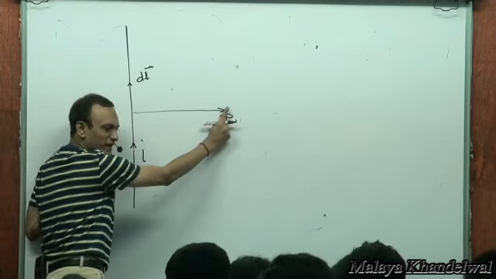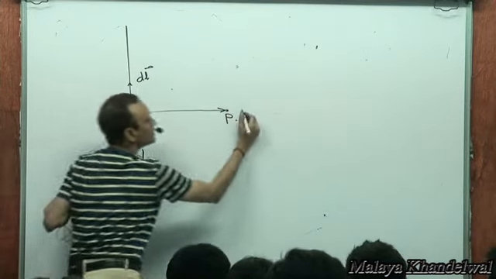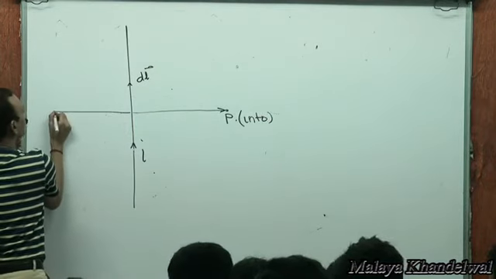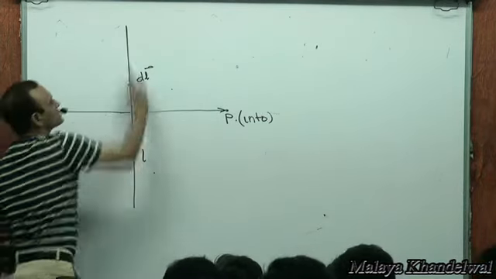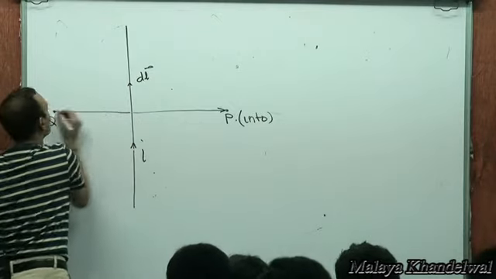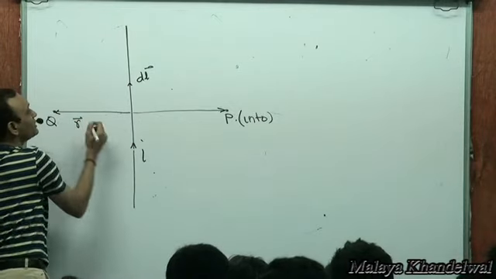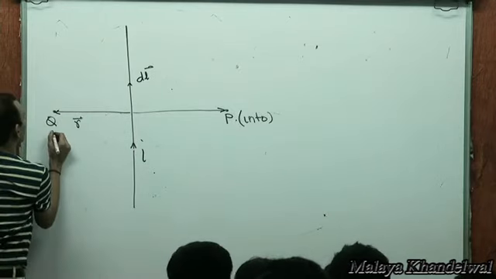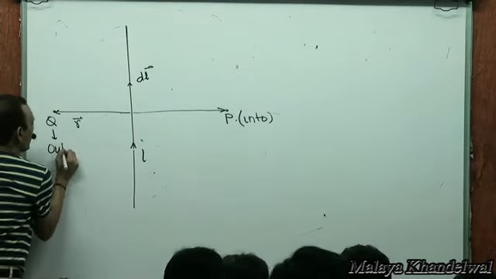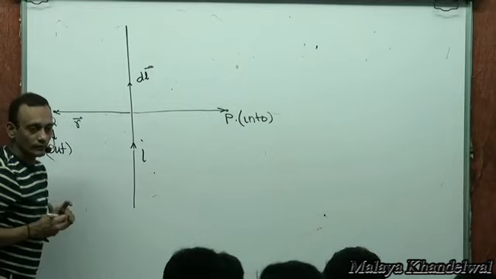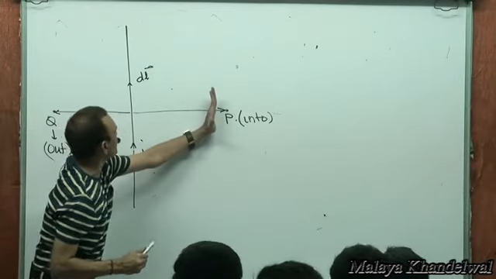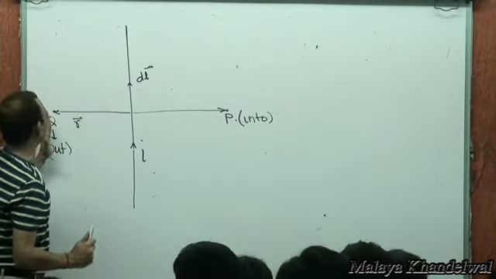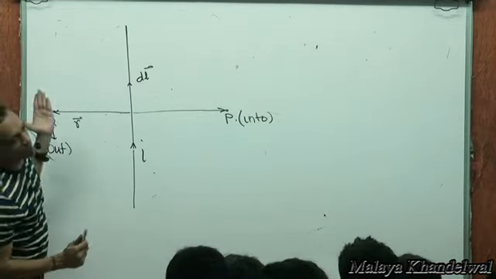So at points P to the right of this current carrying wire, the field would be into the plane of the board. However, if you look at points Q to the left of this current carrying wire, then my dL's will be like this, my R's would be like this, and the dL cross R's would come out of the plane of the board. That means at Q, it will be out of the plane of the board. So points to the right of this wire, if it carries current upwards, would be into the plane, and points to the left, it's going to be out of the plane of the board.